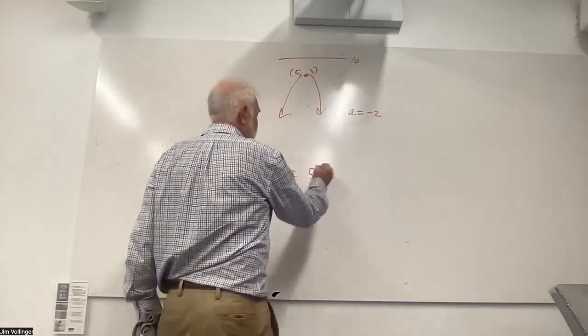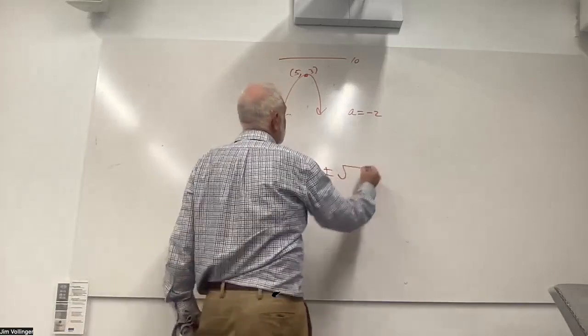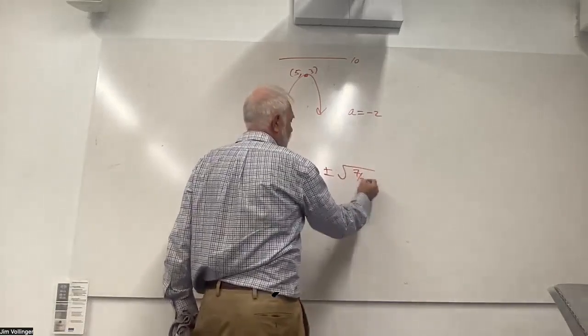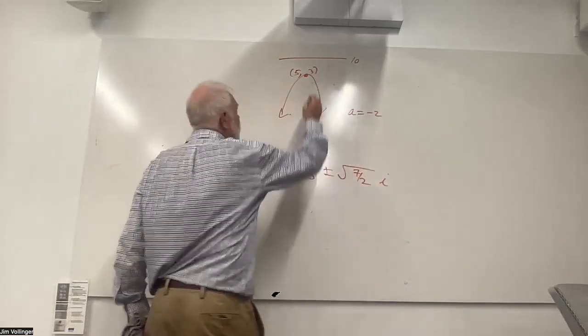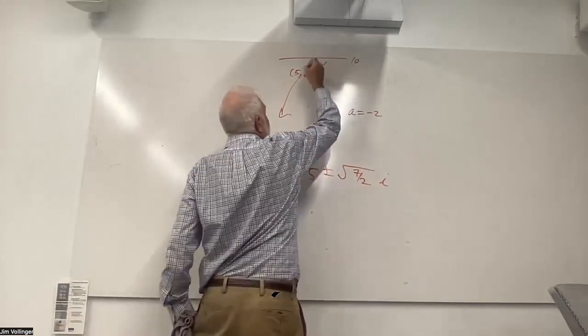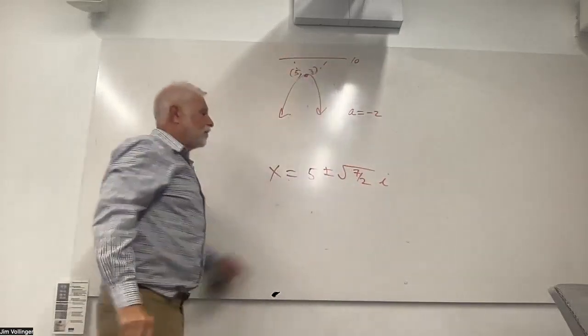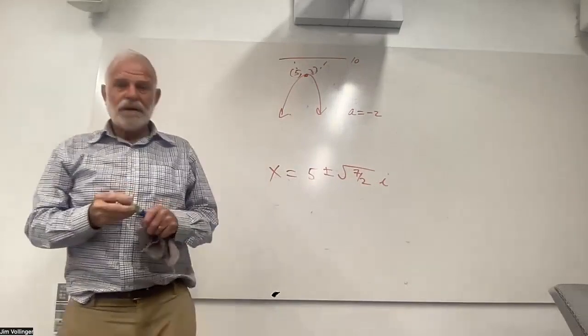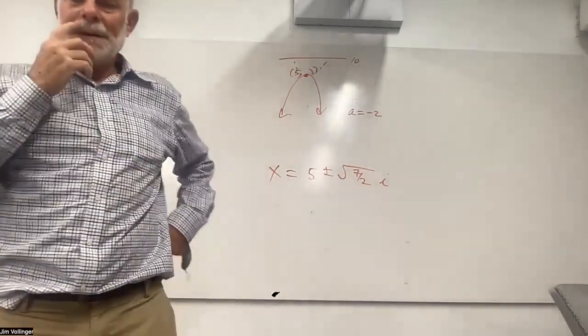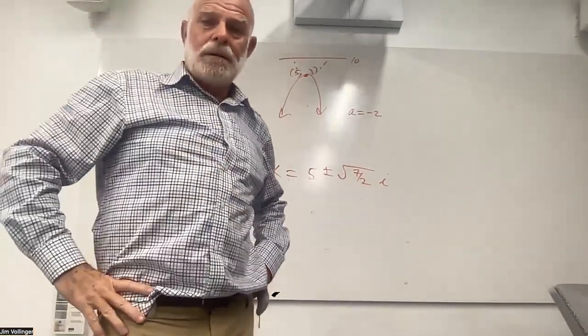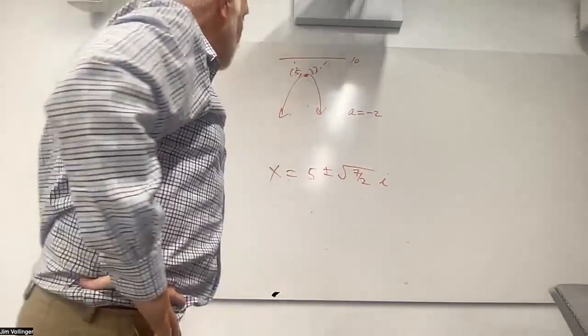All right, so 5 plus or minus the square root of 7 halves. And I'm imagining that it's going to go in the other direction, and we'll be talking about that soon. All right, so that's that. I'll post that and give you something to chomp on and something to think about, and hopefully make some mathematical neurological gains.